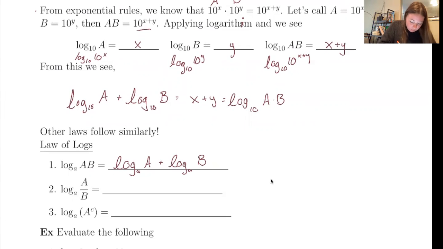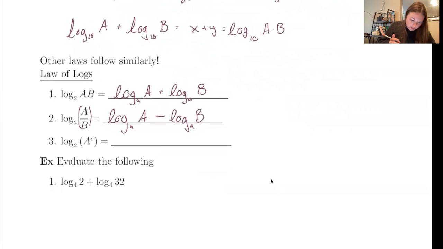Okay. What if they're divided? Well, B here is technically like to the -1 if it's in the denominator. So if it's separated by division, it's a subtraction: log base a of A minus log base a of B. And remember, this is inside the logarithm. This is not log base a of A divided by another logarithm. It's inside of the logarithm.